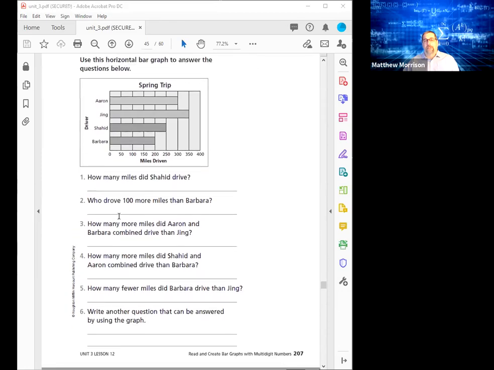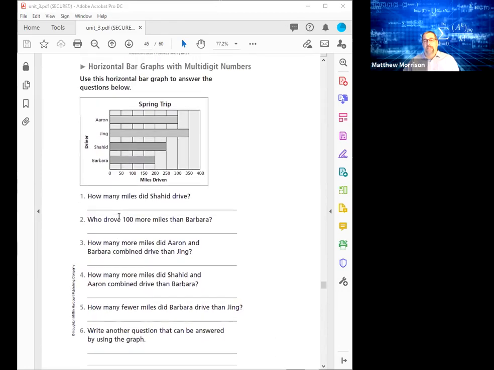So let's look here. We are on page 207 of your student activity book. That's the fatter one of the two. I like to call it the fat math book. So we have the horizontal bar graph with multi-digit numbers. If you do not have it in front of you, stop the video and go get it, please. It's very important that you're following along with us so that you can submit these pages with your assignment.